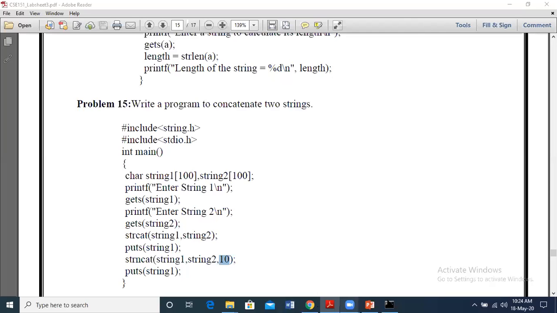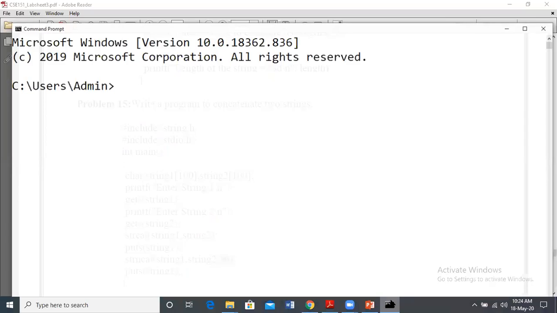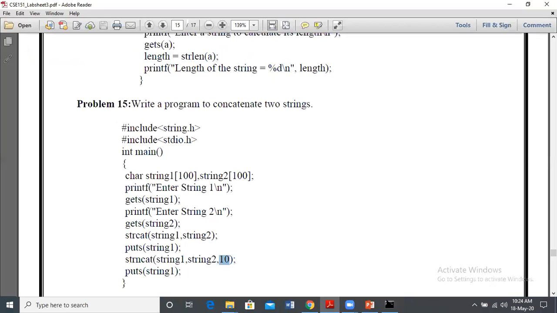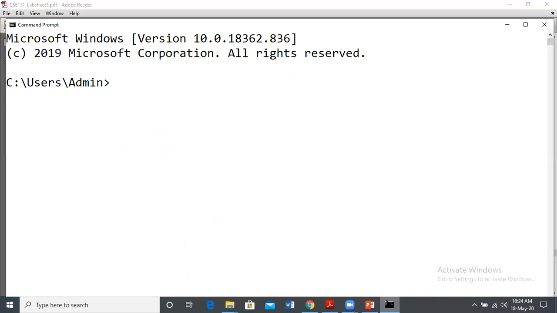So let me see. This is problem number 15, right? Wait, I'll just display this. I'll be executing this. Are you all able to see the command prompt? Yes, ma'am.